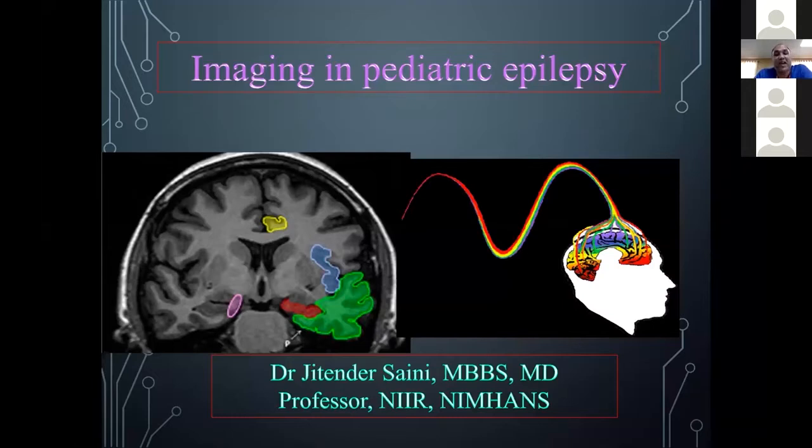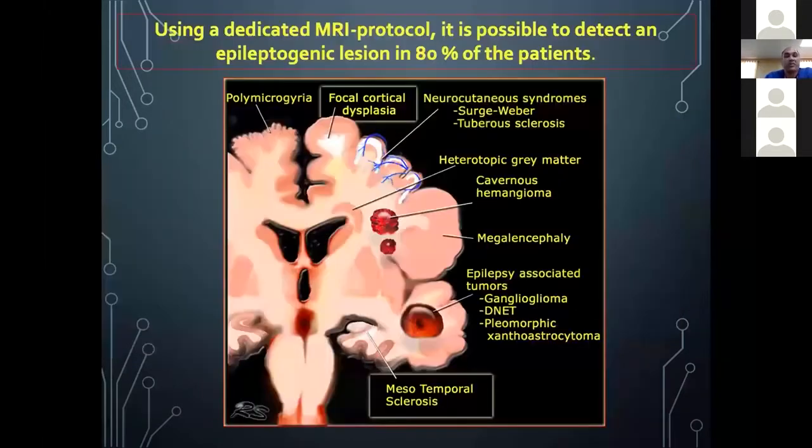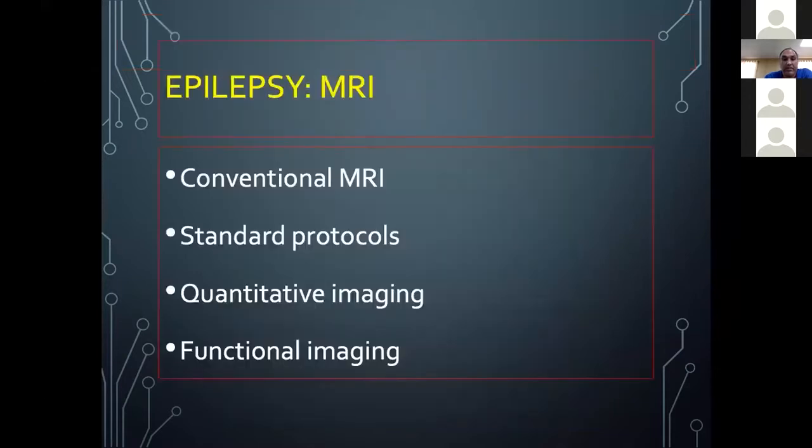So I will be talking about pediatric epilepsy and how to approach a case of pediatric epilepsy on imaging. These are some of the entities which can lead to seizures in children, which includes most importantly cortical malformations, neurocutaneous syndromes, then some lesions like cavernous hemangioma, then certain tumors like ganglioglioma, DNET, pleomorphic xanthoastrocytoma, and apart from that, MTS is there.